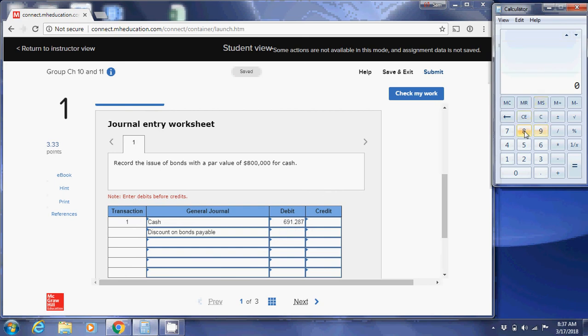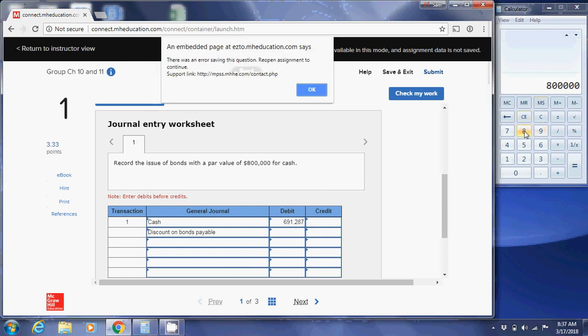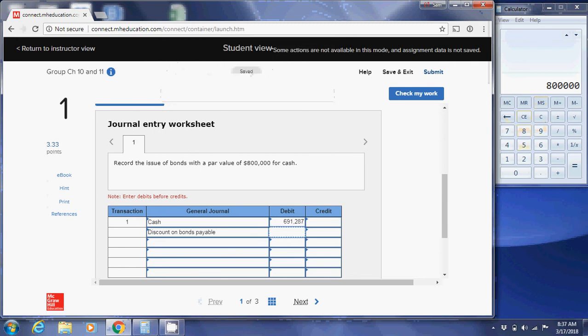It was $800,000 minus the $691,287, and we get a discount of $108,713. And obviously we now have a bonds payable of $800,000.